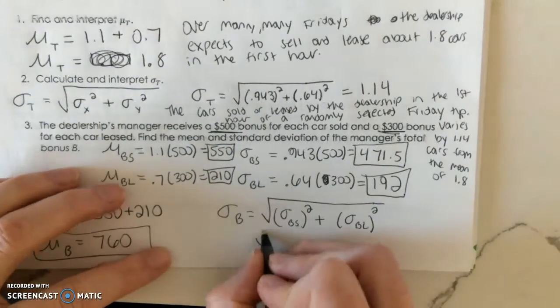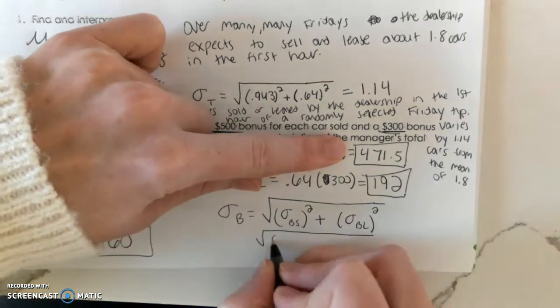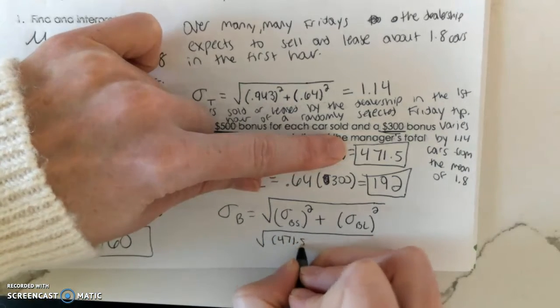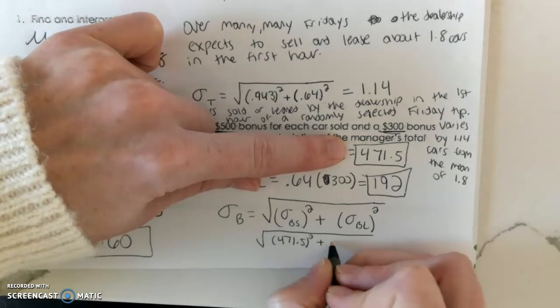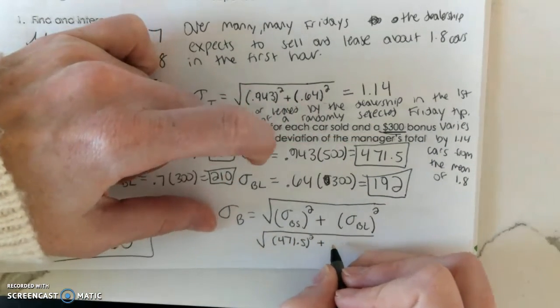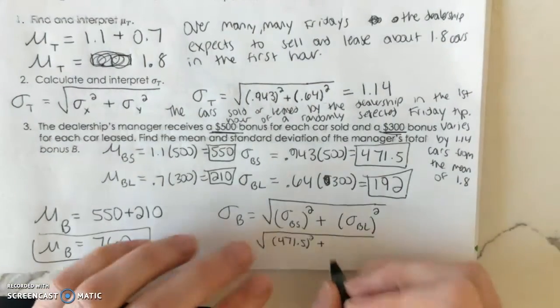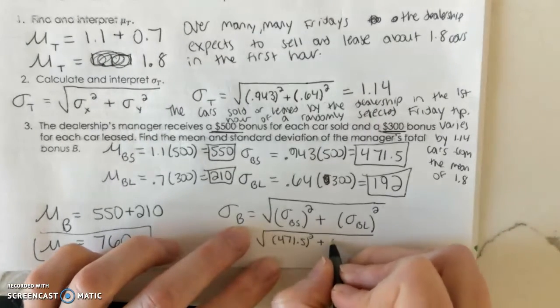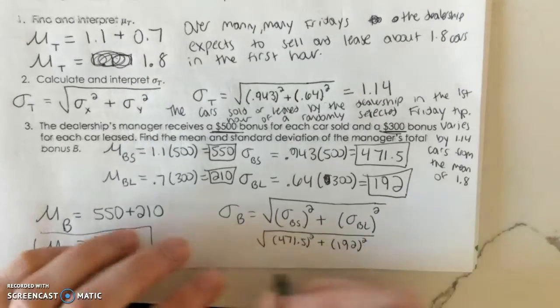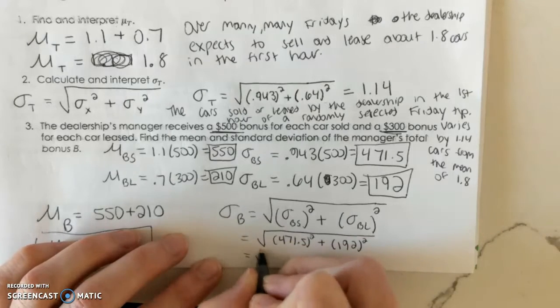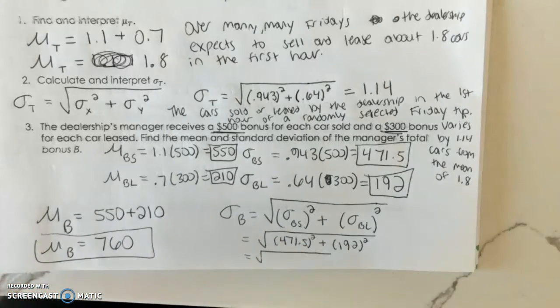So let me plug everything in. This standard deviation was 471.5 squared, plus this standard deviation was 192 squared. All right, so let's square these.